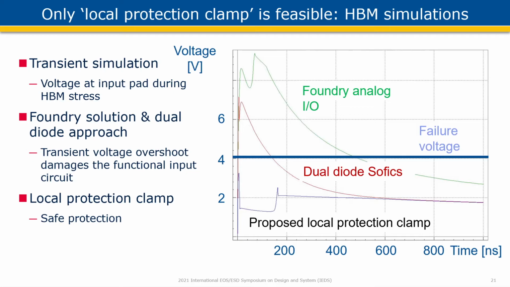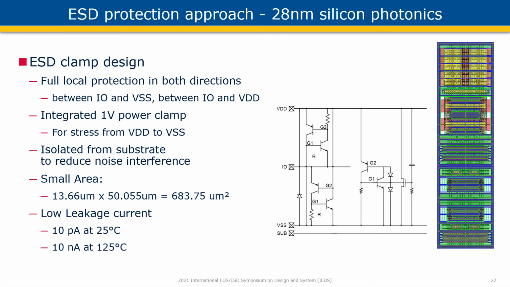Transient simulations reveal a voltage at the input pad during HBM stress. The foundry solution, shown here in green, and an approach using dual diode lead to transient voltage overshoot, which damages the functional input circuit. Only the local protection approach yields safe protection. Full local protection is achieved in both directions. So this means we have full local protection between the IO and VSS and between IO and VDD.